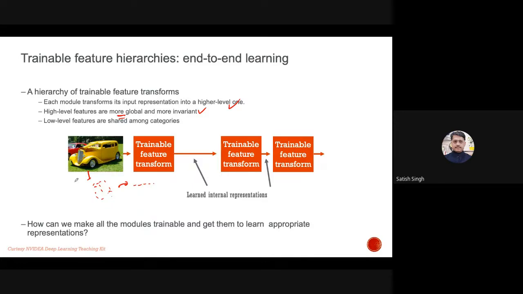So basically, deep learning takes care of the low level features, the mid level features, and the high level features. All sorts of features are taken care of by deep learning models. So that's why sometimes it is invariant to many changes, which means it is quite effective. High level features are more global and more invariant, whereas low level features are local in nature.